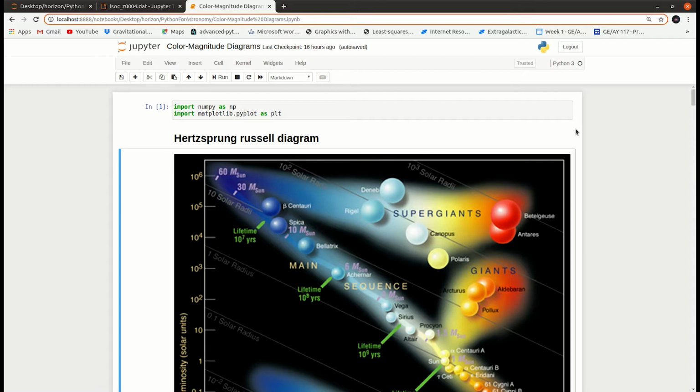The color magnitude diagram is essentially a tool for an astronomer because it gives you an idea of various properties of a particular star cluster or a particular galaxy. We will see that using this we can find the distance to a particular star cluster, or we can find the age of a star cluster, and so on.